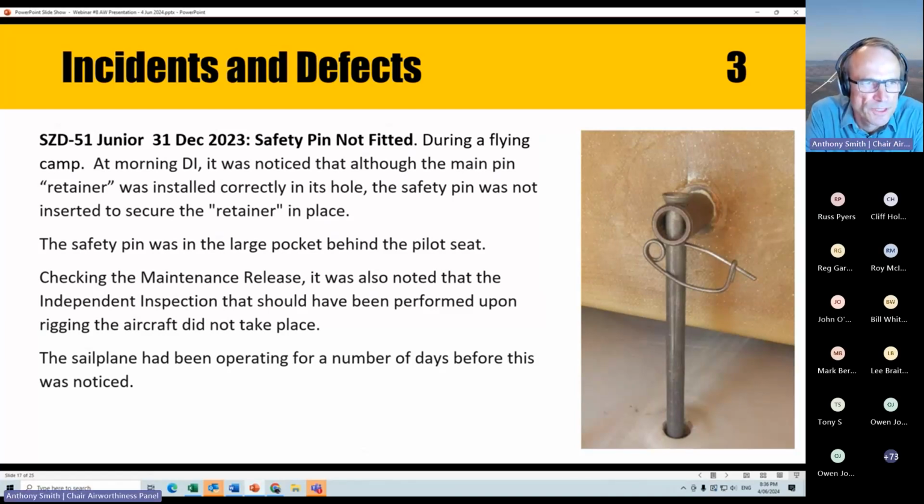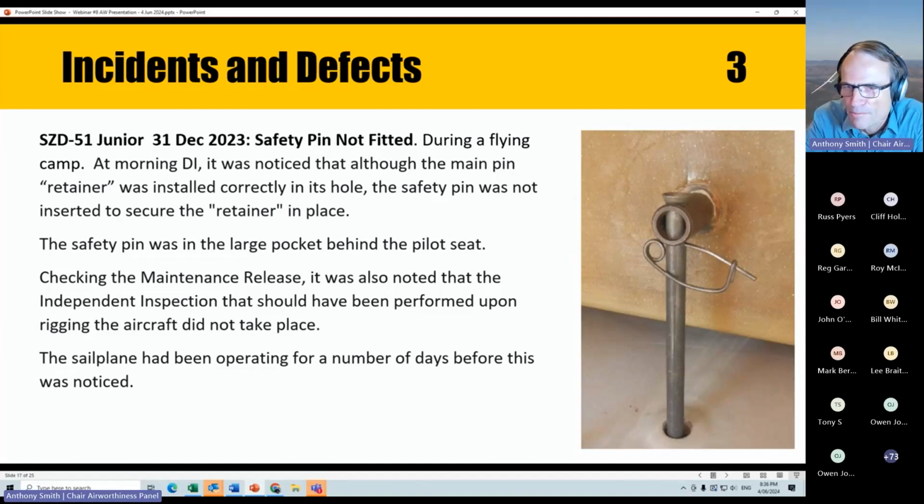A DI problem. This was a Junior Jantar from December last year, where a safety pin was not fitted to the main pin. This was during a flying camp. During a daily inspection, it was noticed that although the main pin, what they call the retainer, was installed correctly.